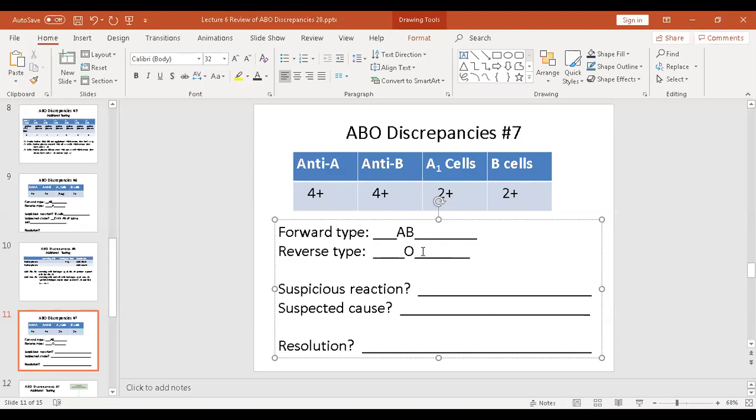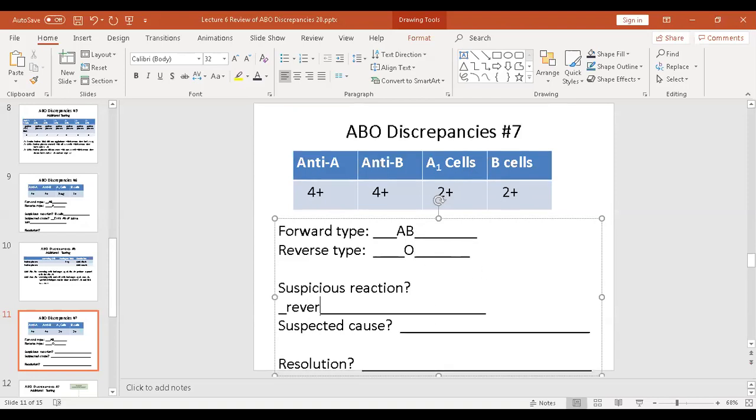Oh, all right, so this is a discrepancy. What are our suspicious reaction or reactions in this case? It's the reverse typing, okay? I'm saying that because we see weaker reactions here. The forward reactions are very strong, and we don't suspect that they're erroneous, but these are weaker, so we're going to suspect reverse typing.